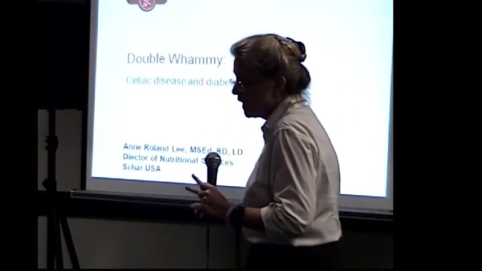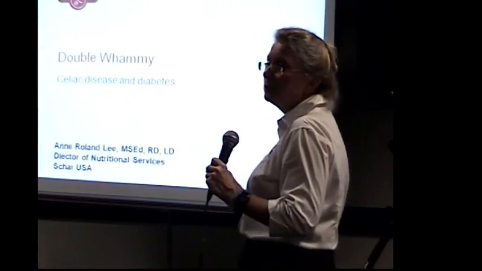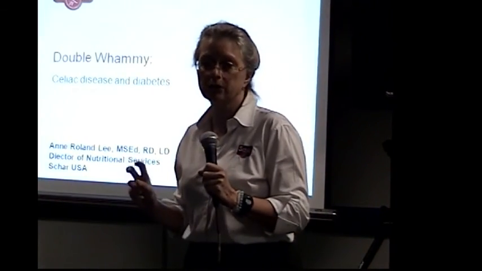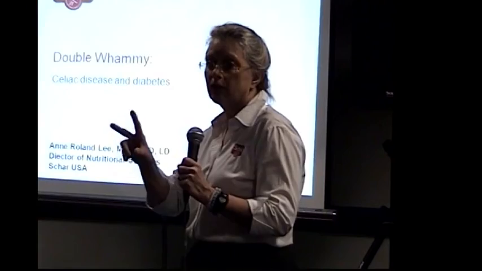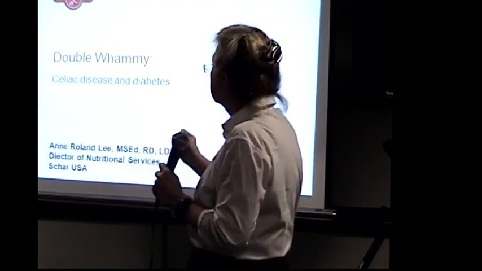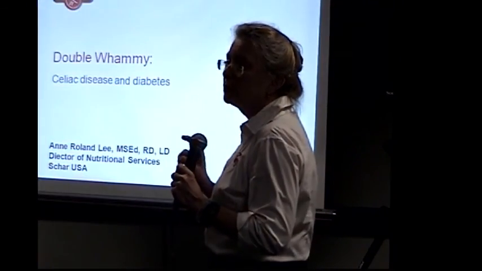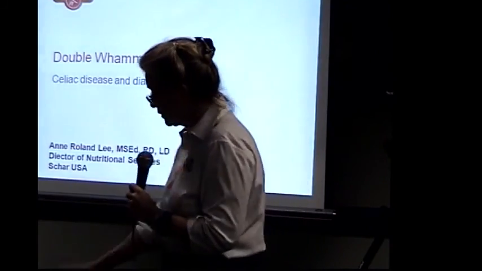and diabetes. And we call it a double whammy because they actually are closely related. They're both autoimmune diseases, and we tend to see autoimmune diseases travel. They like to travel together. And diabetes and celiac disease particularly are travelers that love to hang out together.